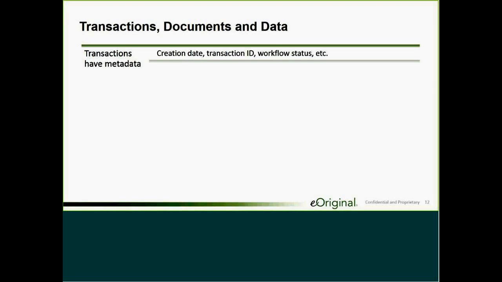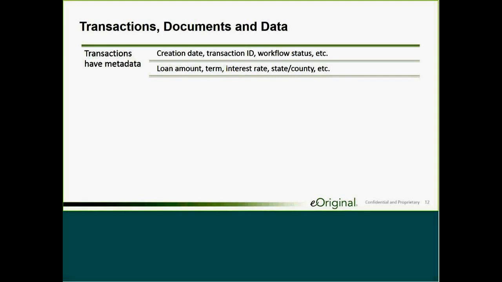One type of data is really system-generated information. It's things like creation dates, transaction IDs, workflow status. Very important for some business processes to understand that. But another level, and perhaps equally or more important, is information about the transaction itself. Information may be relating to the amount of the loan, or the term, interest rates, the state or county where the transaction is taking place.